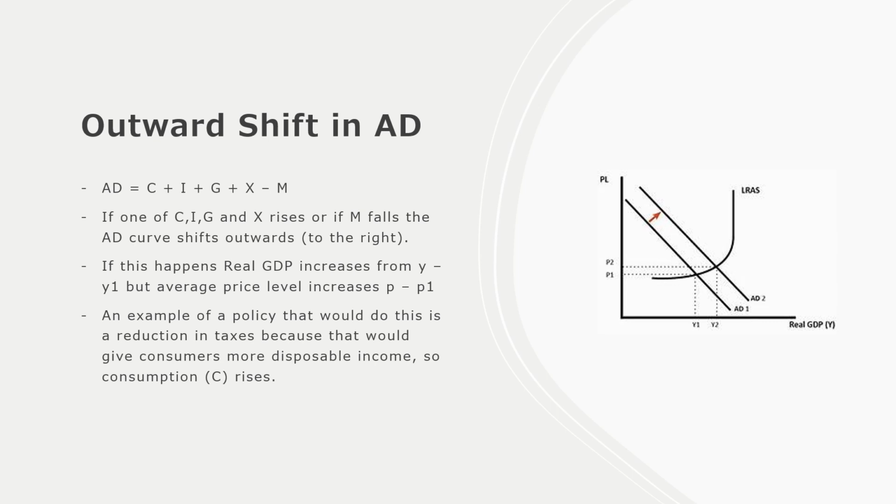An example of a policy that would do this is a reduction in taxes, which is likely to increase consumption, which would lead to an increase in real GDP, but also an increase in inflation.